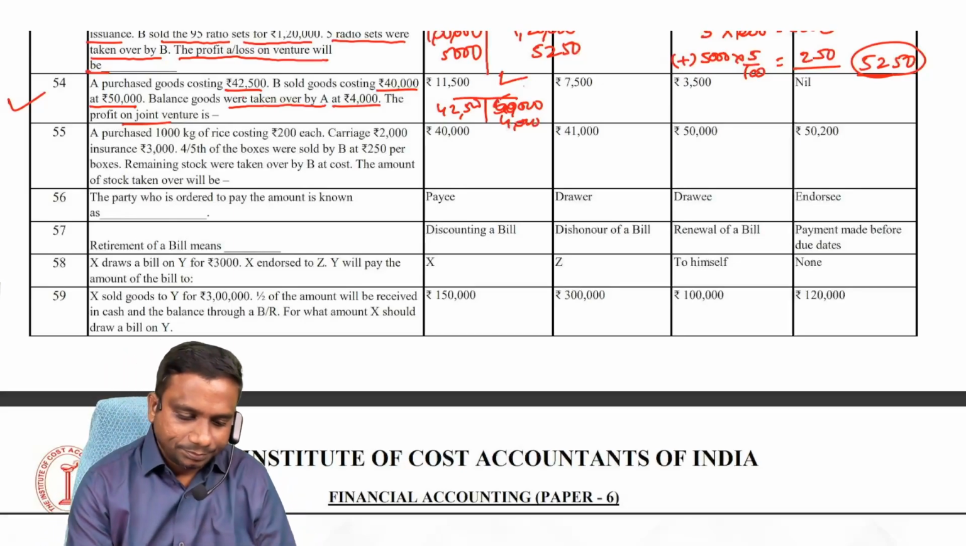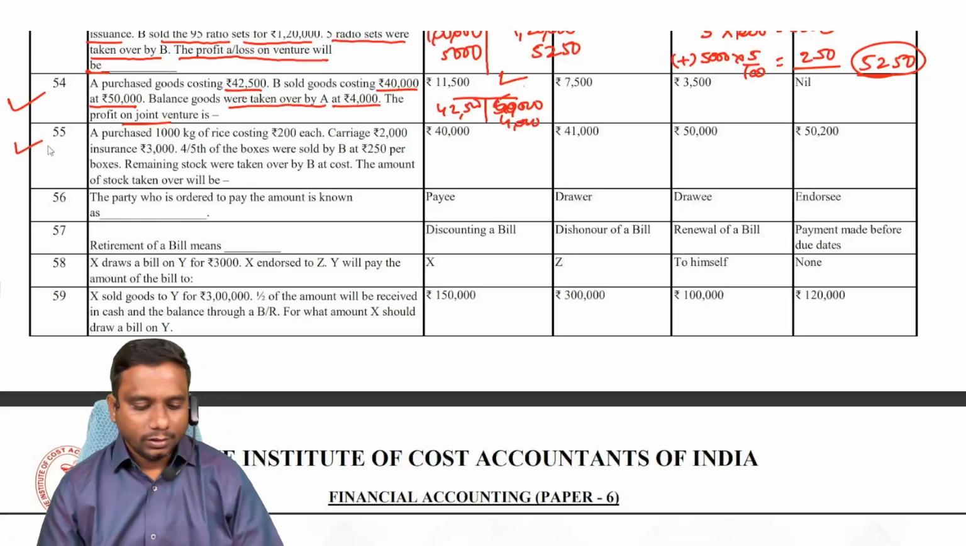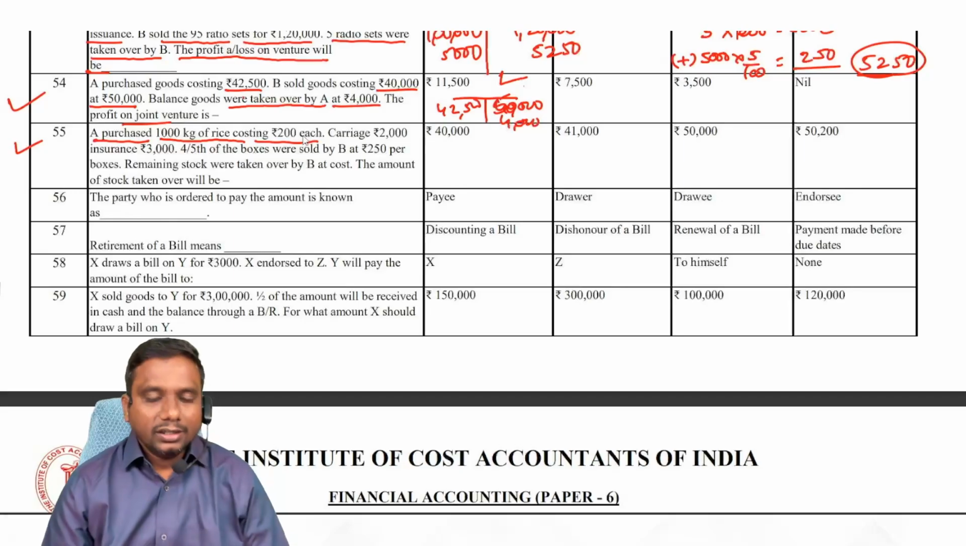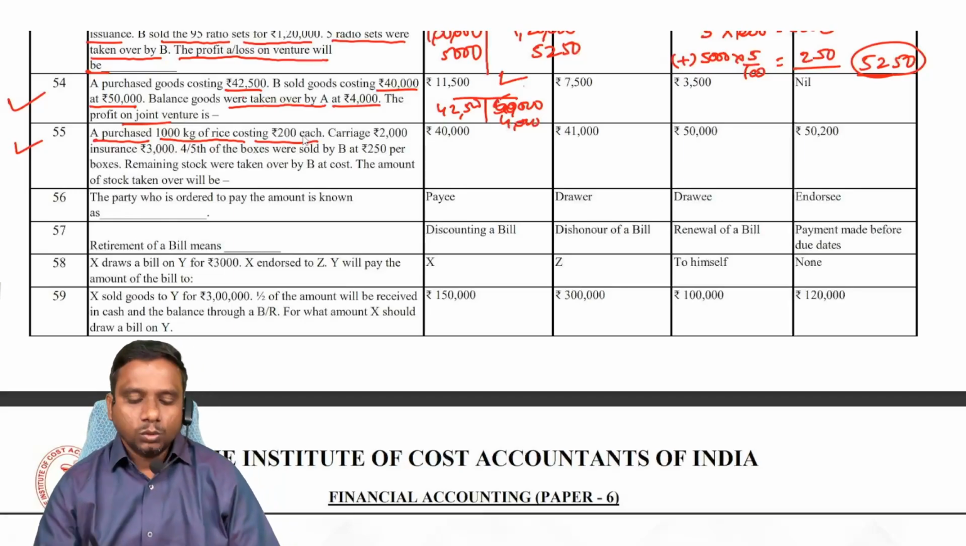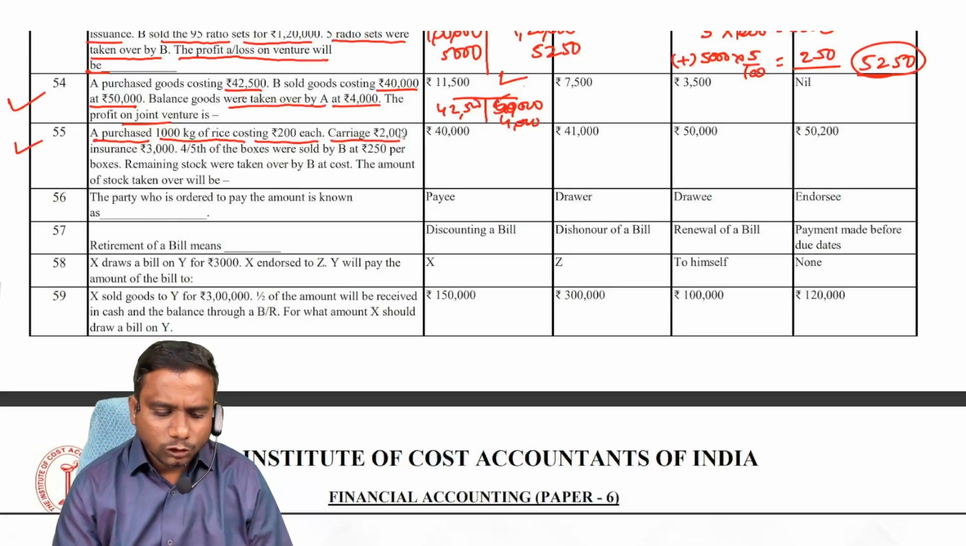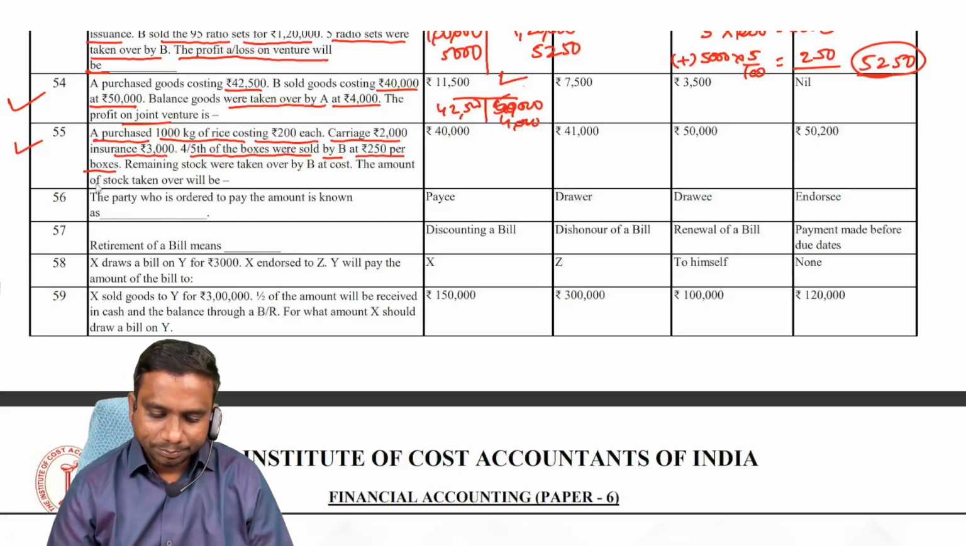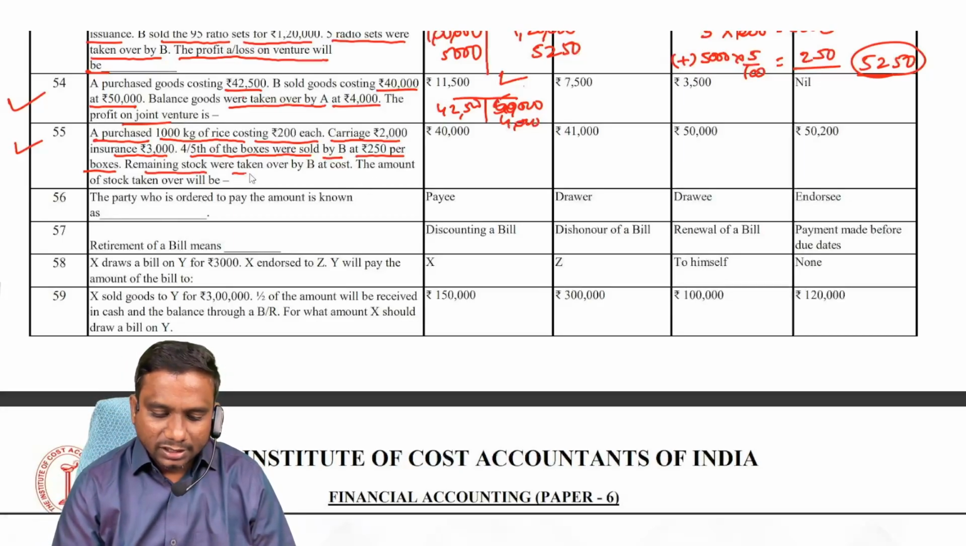Observe. Next one. A purchased 1,000 kgs of rice costing 200 each. Carriage 2,000, insurance 3,000. 4/5 of the rice was sold by B at 250 per kg. It is not box, kgs. Remaining stock was taken over by B at cost. The amount of stock taken over?